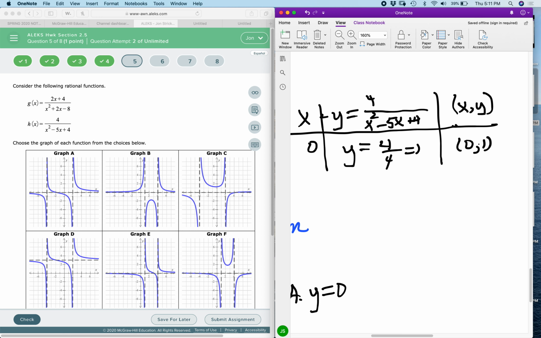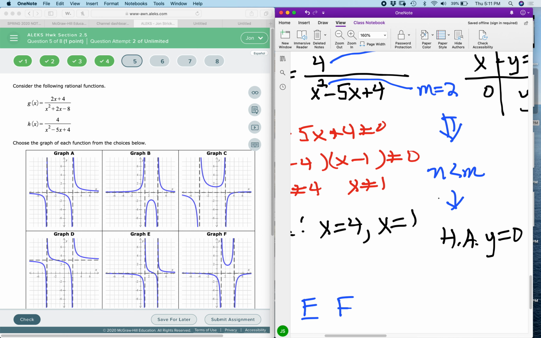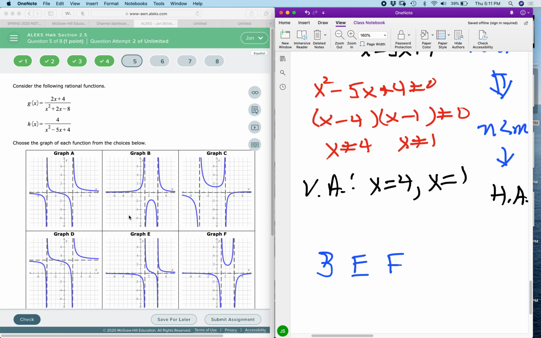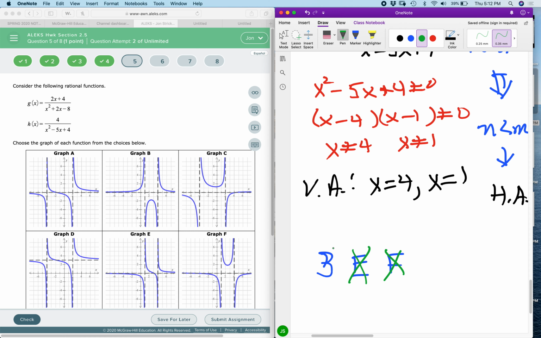So we were down to graphs B, E, and F. Where we have 0, 1, that's going to be with graph B, whereas in the case of graph E and graph F, those will be negative terms. So E and F are going to go out, and so the choice is going to be graph B.